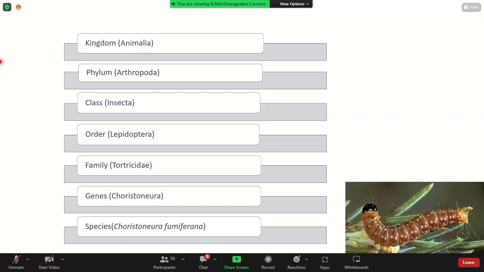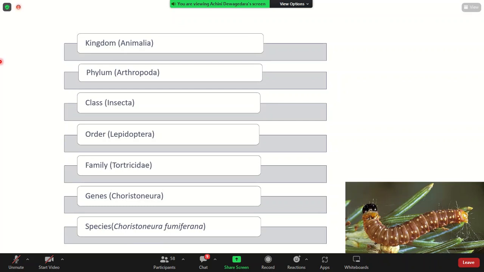Right? Generally, when we talk about the class Insecta, they are invertebrates. That means they do not have a vertebral column, and they have an exoskeleton instead. They do not have a vertebral column; what they have is an exoskeleton. We discussed the exoskeleton. It is made up of chitin in most insects, right?